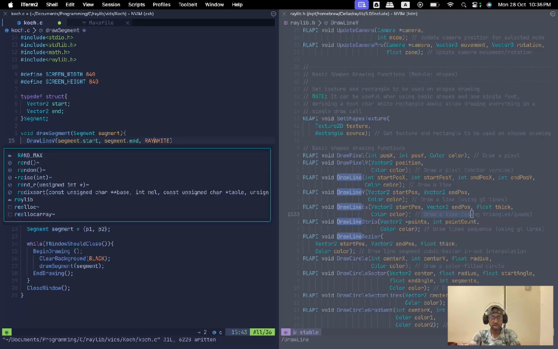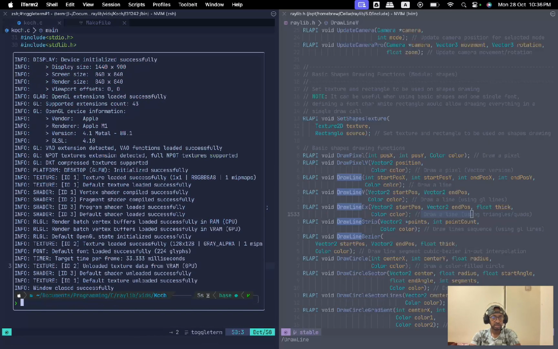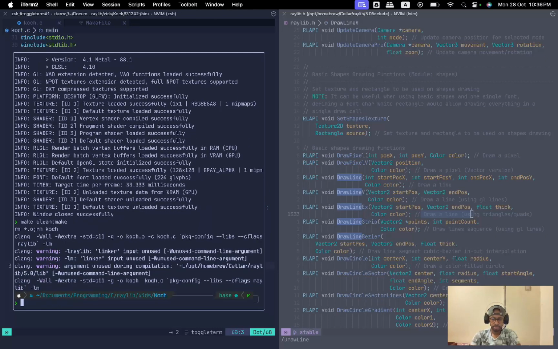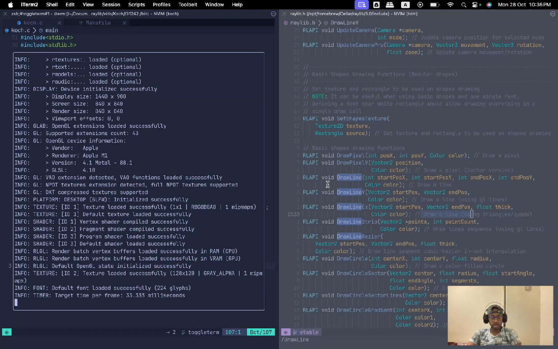Basically, there is a Raylib white color. There's this one. Okay, let's compile it, make clean and make. Yep, so let's run. Yeah, we can draw a line, so that works.